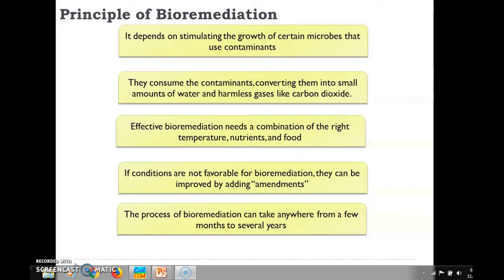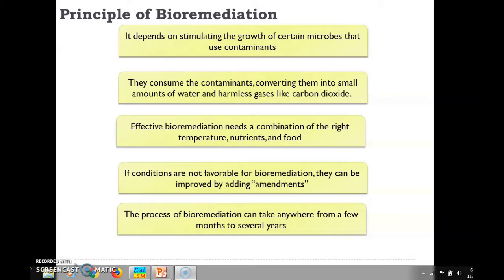The process of bioremediation can take anywhere from a few months to several years. So the main objective of modern bioremediation techniques is to reduce this time and convert a large amount of contaminant into harmless substances. The amount of time required depends on variables such as the size of the contaminated area, the concentration of the contaminant, conditions such as temperature, soil density, and whether bioremediation will take place in situ or ex situ.